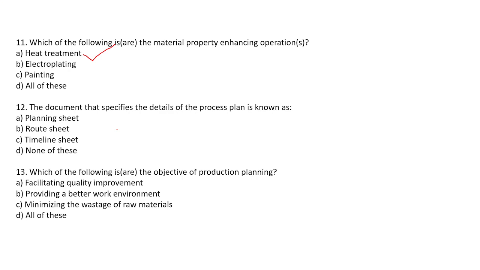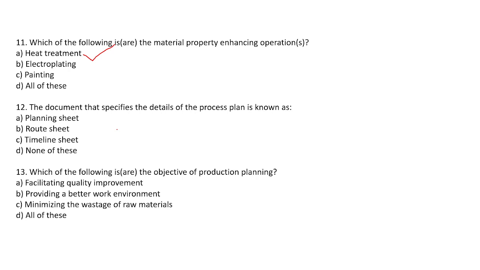Then, the document that specifies the details of the process plan is known as, okay, this is a route sheet. It is a document that contains all the necessary information about the manufacturing process, such as the operations to be performed, the sequence of operations, the machines and tools required, the materials needed, and the time required for each operation, along with the schedule. So it provides a detailed plan of how a part will be manufactured, and it helps ensure that the process is consistent and efficient.